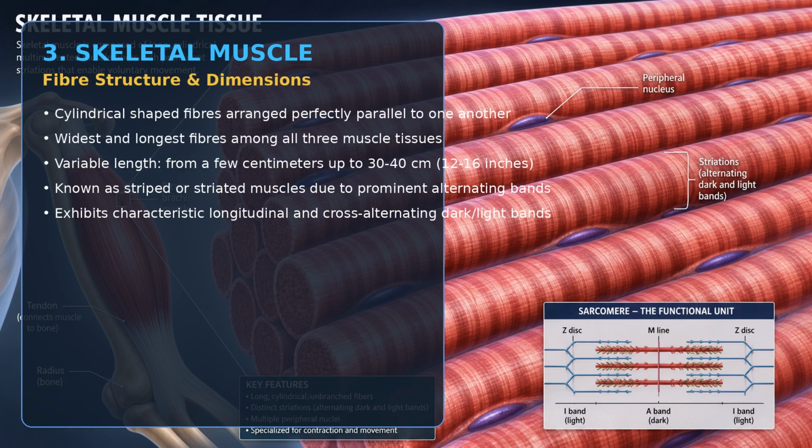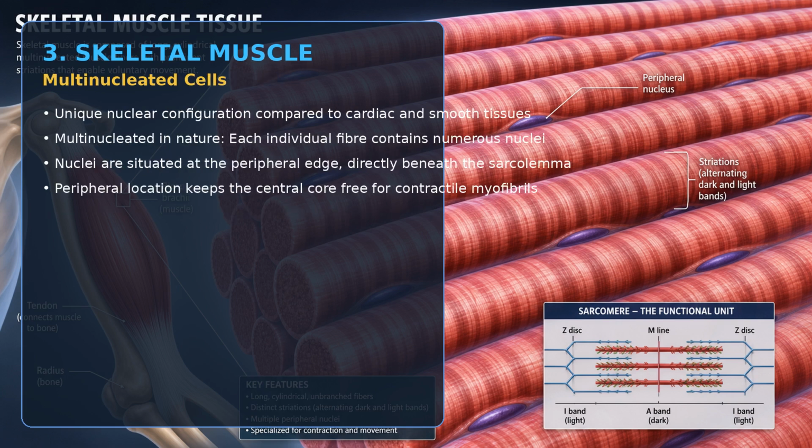Structurally, skeletal muscle fibers are long, cylindrical, and arranged perfectly parallel to one another. They are the widest and longest fibers of the three types, with lengths ranging from a few centimeters to over 40 centimeters. Under the microscope, they exhibit beautiful alternating dark and light longitudinal and cross striations, which is why they are also called striped muscles.